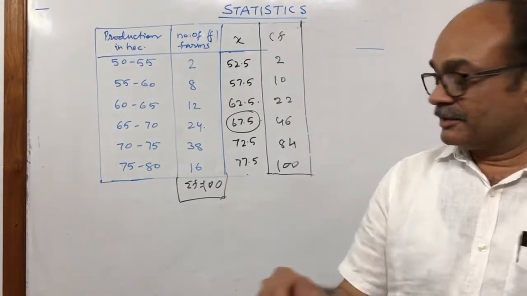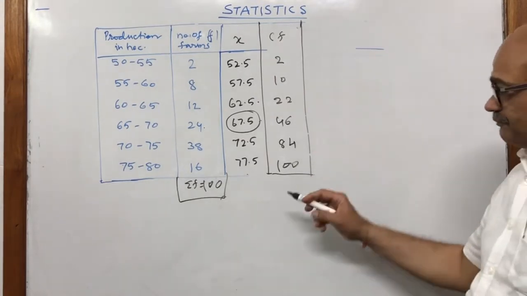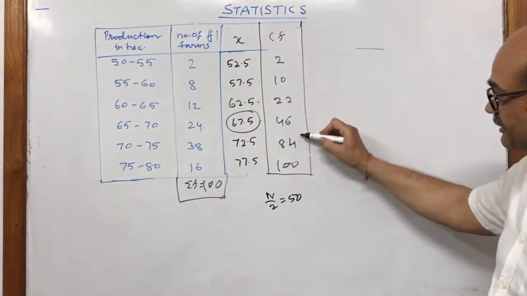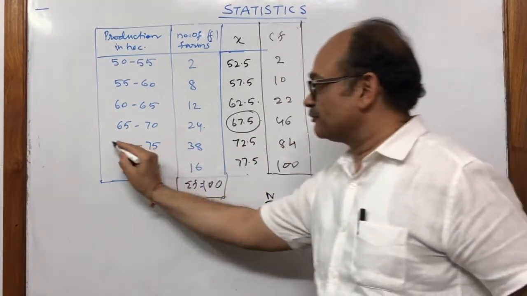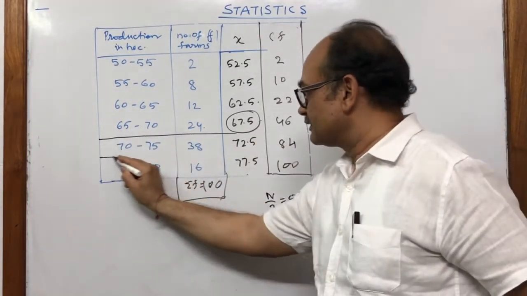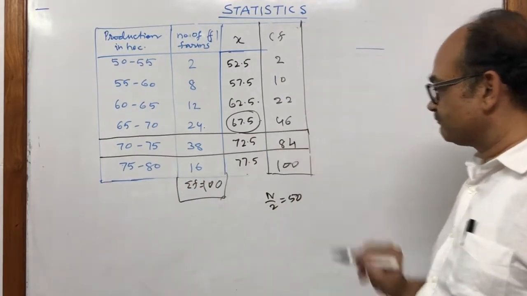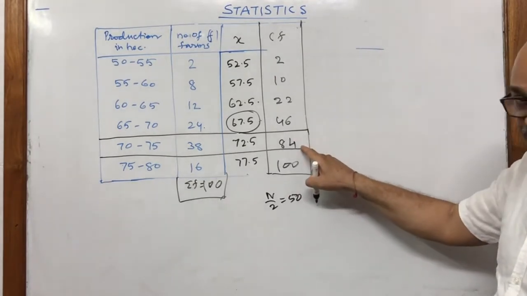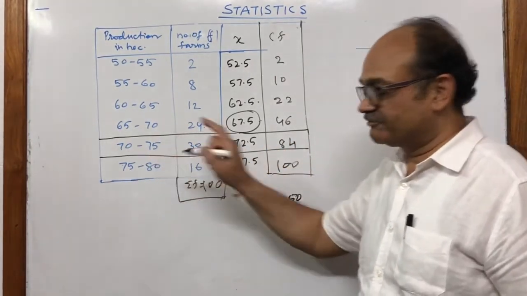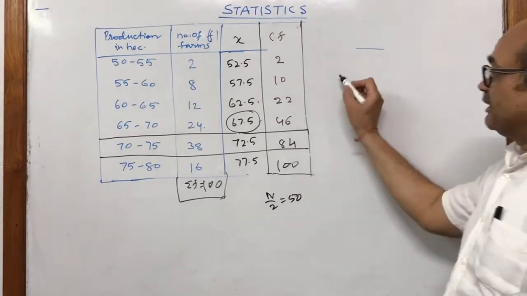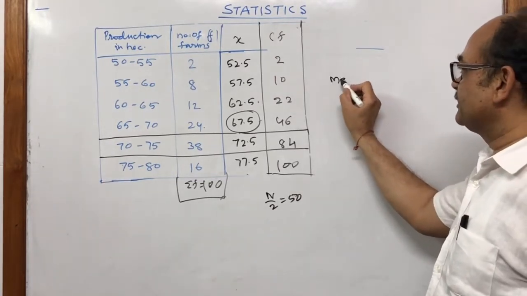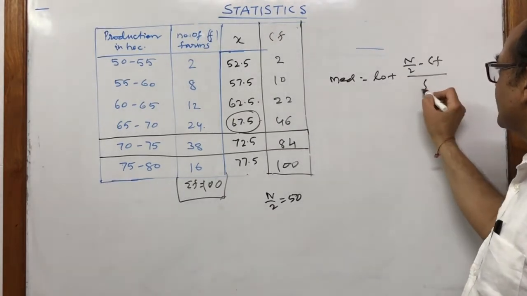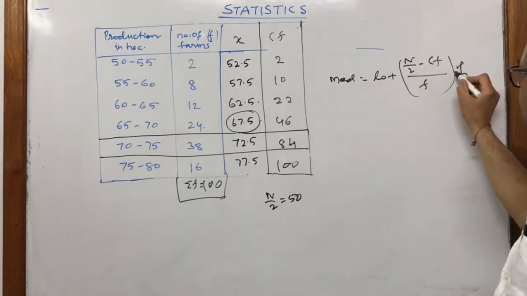Now 100, half of 100 is 50, and just above 50 the number of CF is, so median class is this. Next to 50 number is CF 84, that means 70 to 75 is median class. Apply the formula, you know, just we write again the formula, median equals to L0 plus n by 2 minus CF upon F into H.